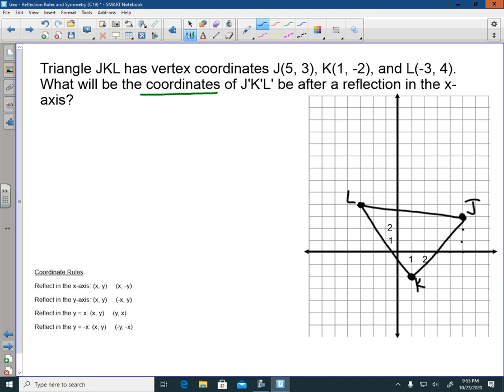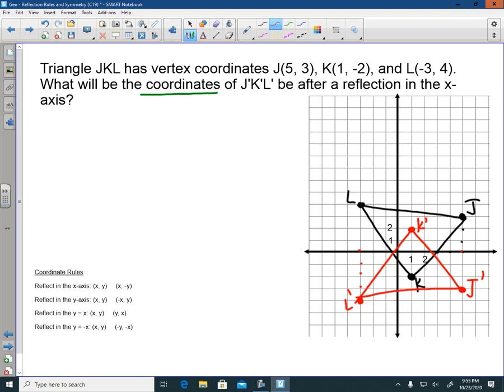Now step 2 is to count to the x-axis because that's what we are reflecting over. L lives 4 away from the x-axis, so 4 out the other side is L prime. K is 2 away, so here's K prime. And J is 3 to the x-axis, 3 out the other side for J prime. And now we have our new reflected triangle, and it looks really good.